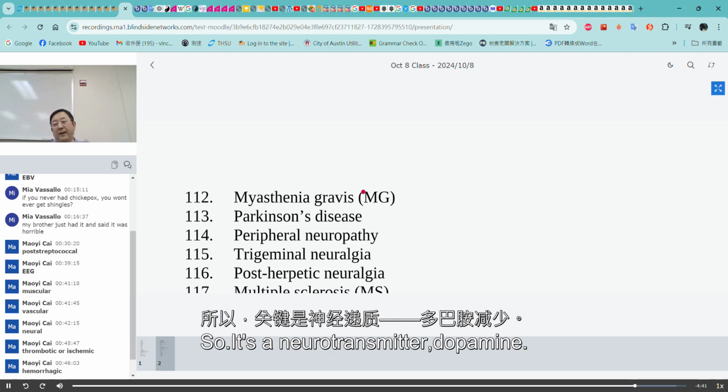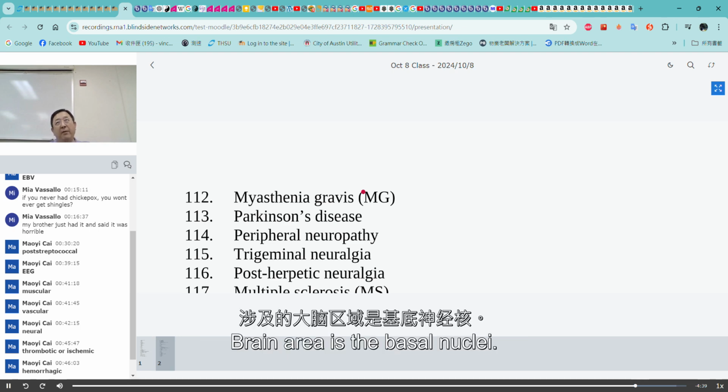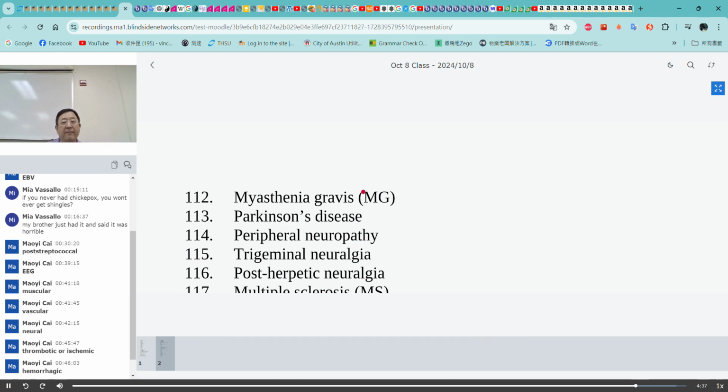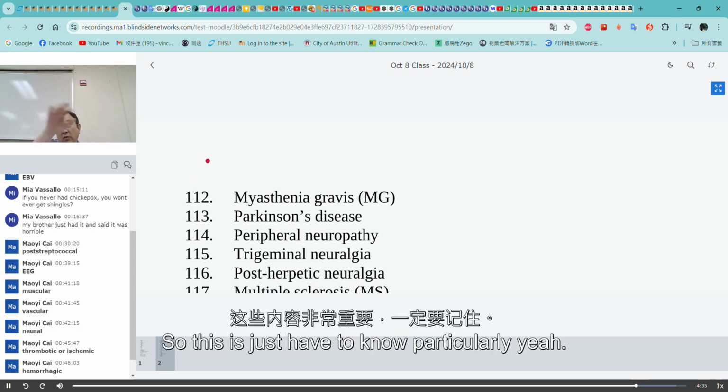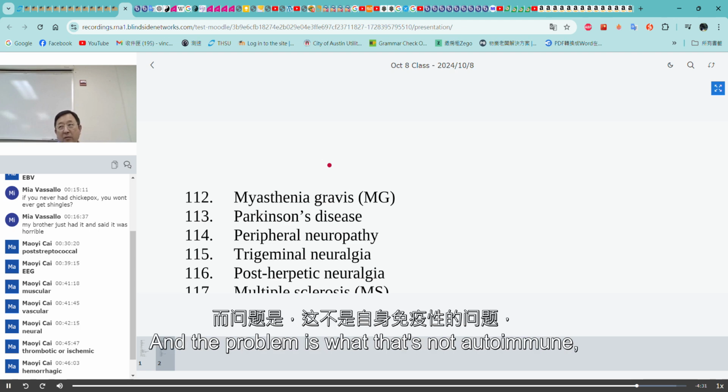So the neurotransmitter is dopamine. The brain area is the basal nuclei. So you just have to know this, particularly. And the problem is not autoimmune. It's degeneration.